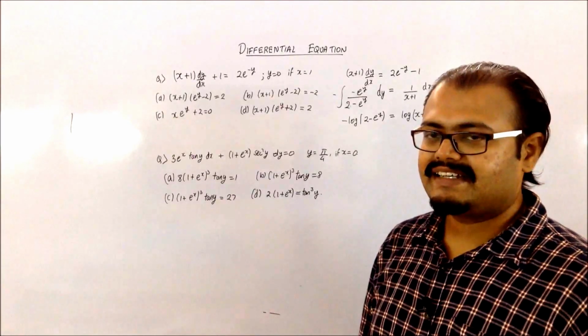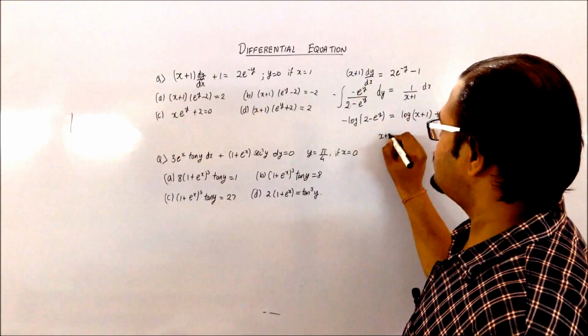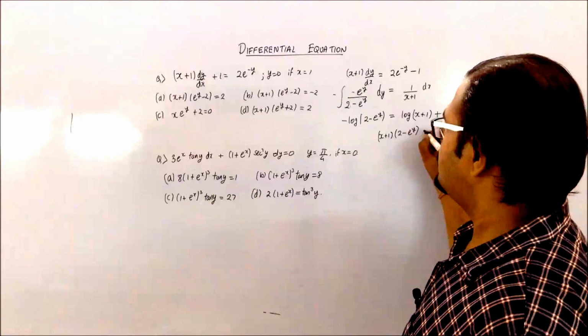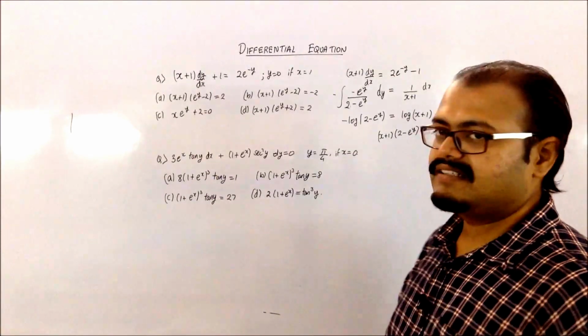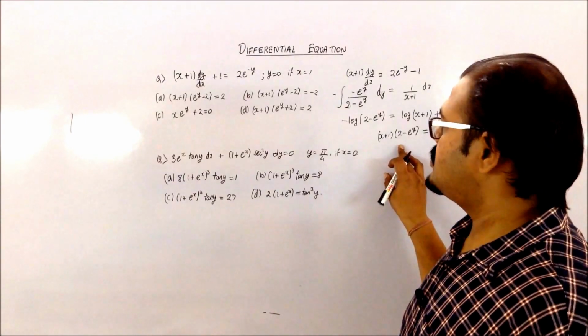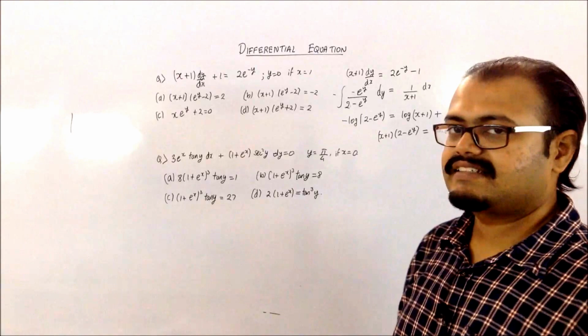So you will be getting this equation as (x plus 1) into (2 minus e raised to y) equal to some other constant c. So what you have to do now is just substitute the value y equals 0 and x equals 1.